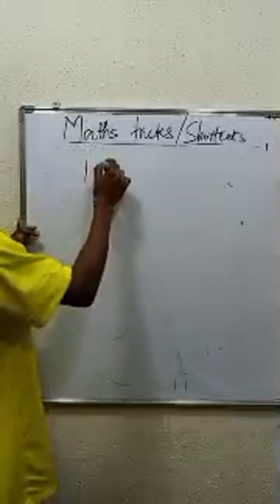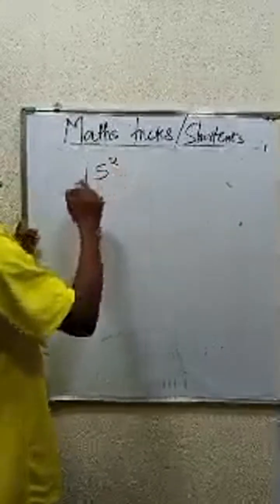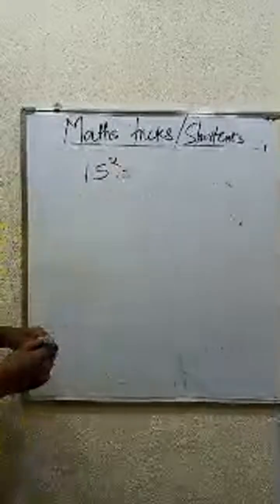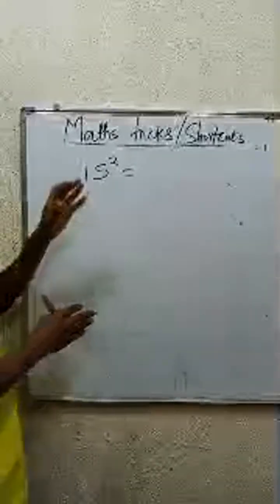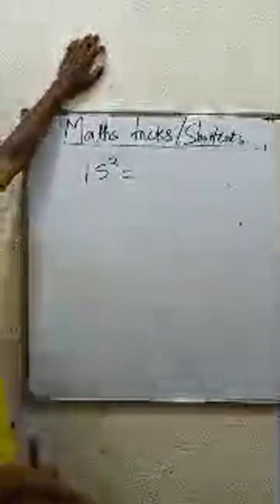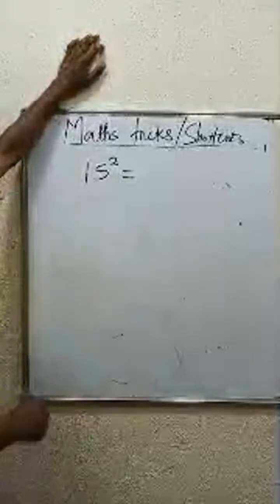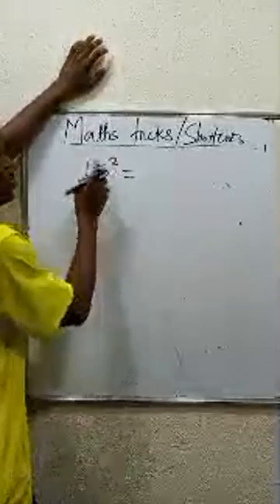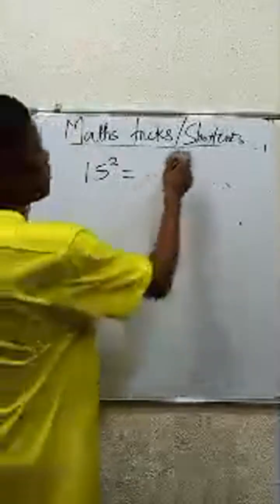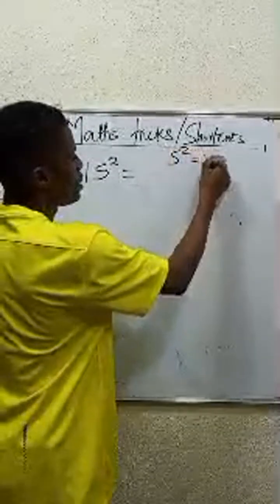Let's say you are told to find 15 squared and you don't have a calculator. Do you know what to do? This works for any number ending with 5. So let's say we have 15 squared. You already know that 5 squared is equal to 25.